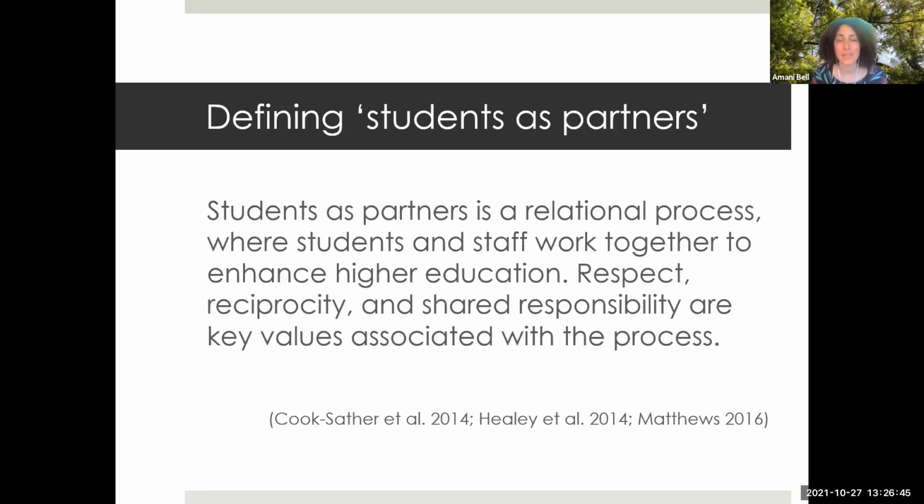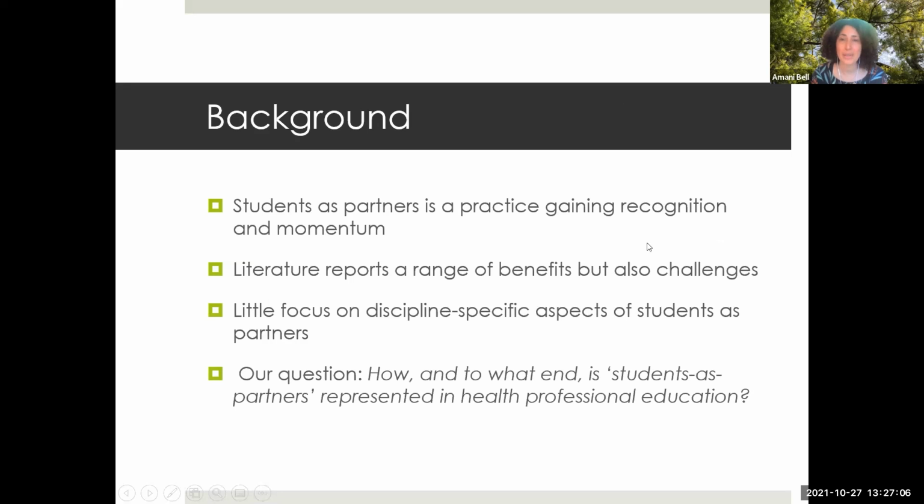So just first, a definition of what students as partners means in this context, which is a relational process where students and staff work together to enhance higher education. Respect, reciprocity and shared responsibility are key values associated with the process. So it is a practice that's gaining recognition and momentum across higher education. The literature reports a range of benefits.